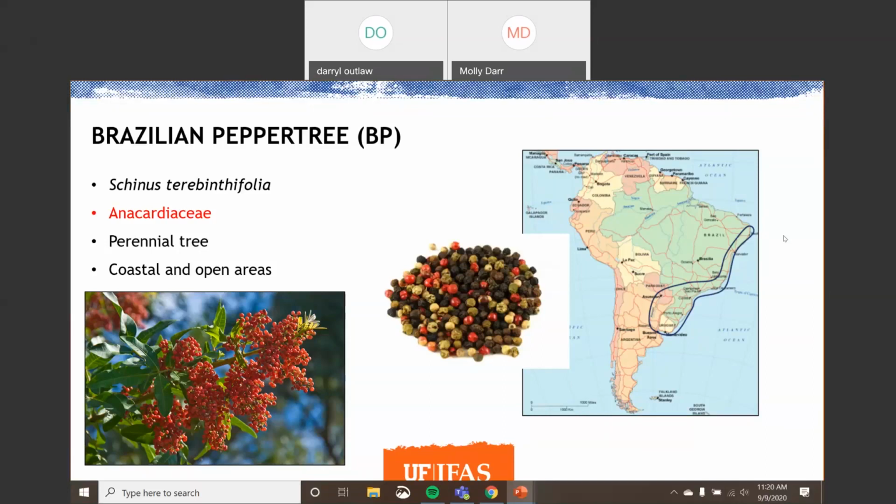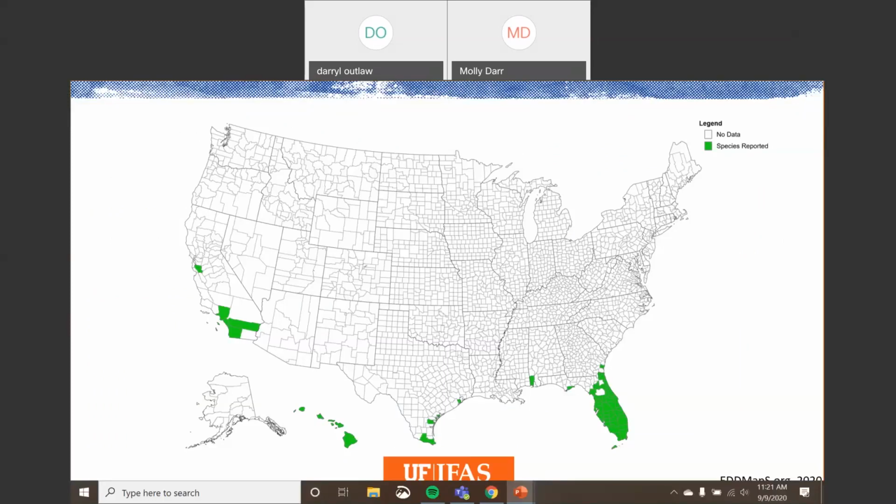Looking at... okay, US. Add a map. Okay, so this is another EDDMapS. As you can tell, Brazilian pepper tree has clobbered all of peninsular Florida. It literally is everywhere. It is also everywhere in Hawaii. There are some counties in Southern California. It has also spread into Southern Georgia, Southern Alabama, and Southern Texas.